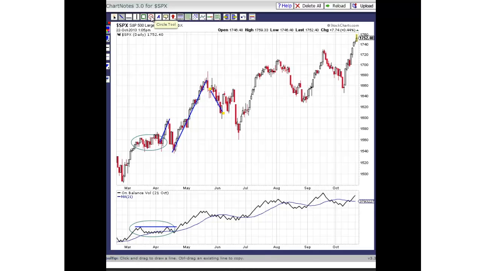Do I want to buy it? Well, if I look at on-balance volume, what I want to see is on-balance volume at the very least staying up near or above the 21-period moving average, and this is pretty much staying below it.